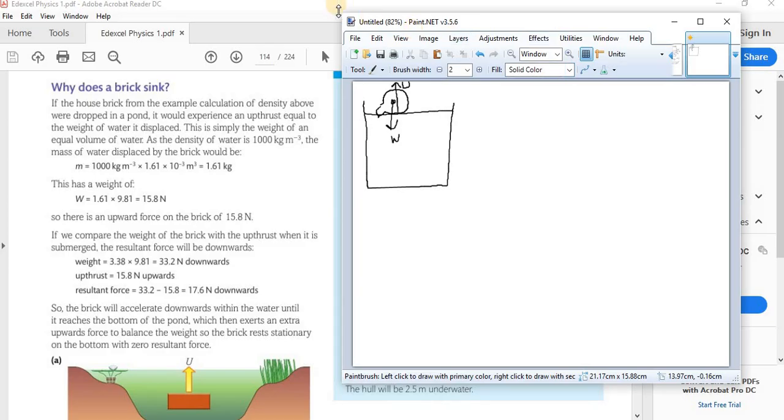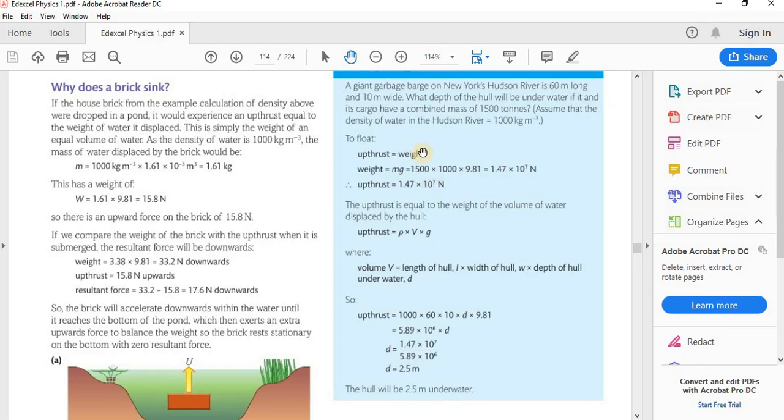Okay, then so let's go through this. Okay, so they are asking about this, you can say about the ship. Okay, so garbage barge, 10 meters wide, 60 meters long. What depth of the hull will be underwater if its cargo combined mass? Okay, so the total mass is given, which is 1500 tons, and in 1 ton you have 1000 kilograms. So this will be 1.5 million kilograms. Okay, so they are already converting it to kilograms here.